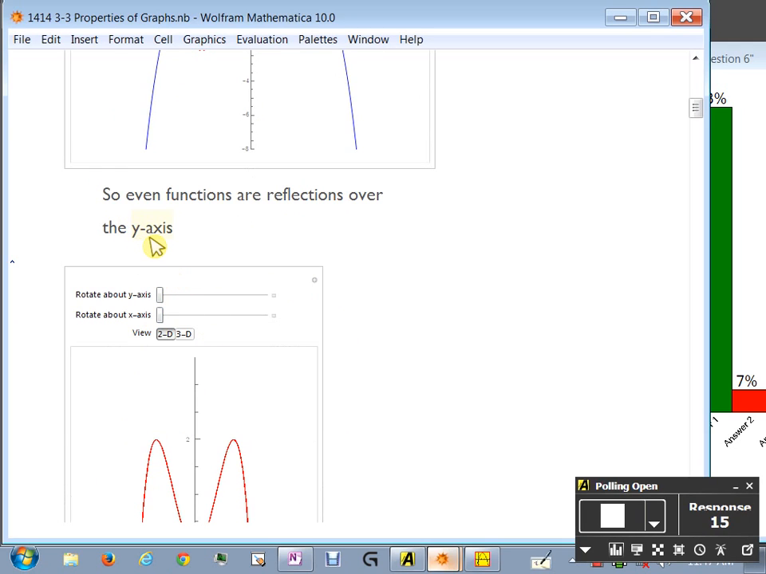So you see that in yellow? That's because I had a typo on your notes. Please fix this. So even functions are reflections over the y-axis. I think I put x-axis on there. It's on the next page, I think, is it?